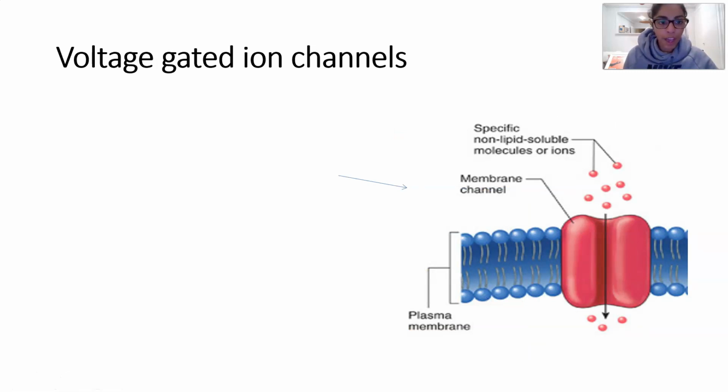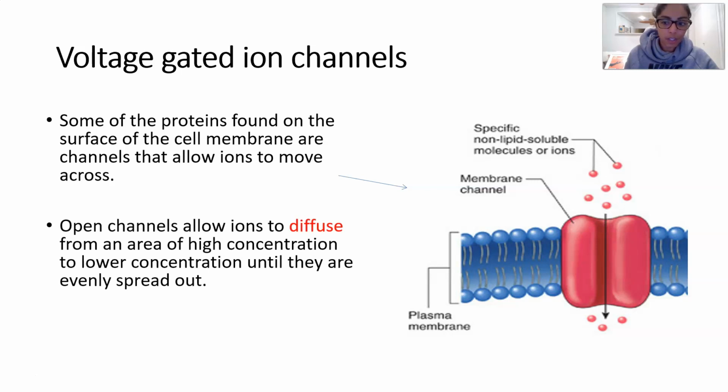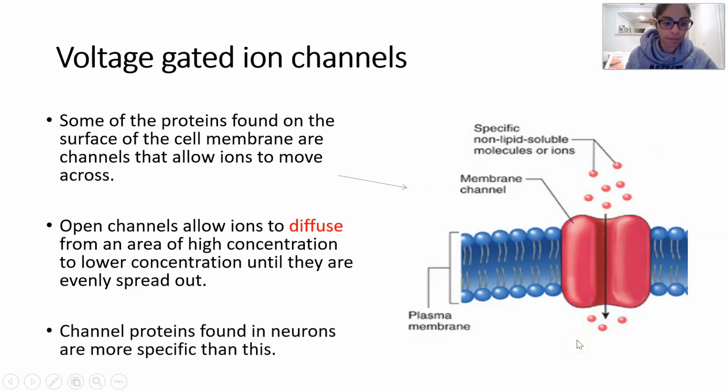Before we actually talk about how nerve conduction occurs, we need to do a bit more background here. So we're going to be looking at something called a voltage-gated ion channel. Now, these are some of the proteins found on the surface of the cell membrane, and these allow certain ions to pass intracellularly or extracellularly. When this ion channel here is open, ions will diffuse, so that's passive movement from an area of high to low concentration down its concentration gradient.